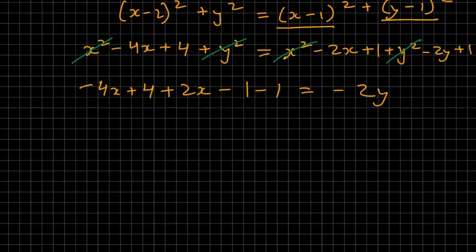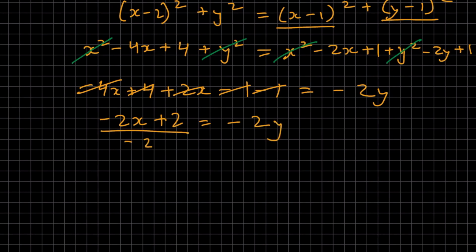Simplifying this down, we get negative 2x plus 2 equals negative 2y. Dividing both sides by negative 2, these two cancel out, leaving us with y equals x minus 1 as your equation.